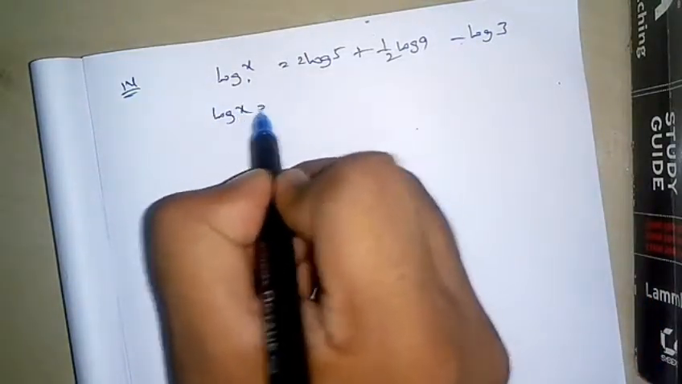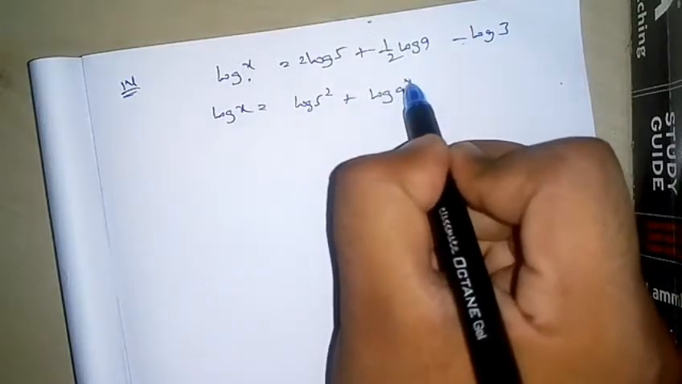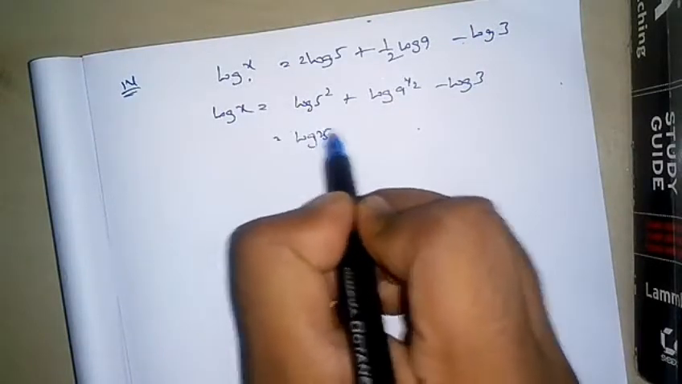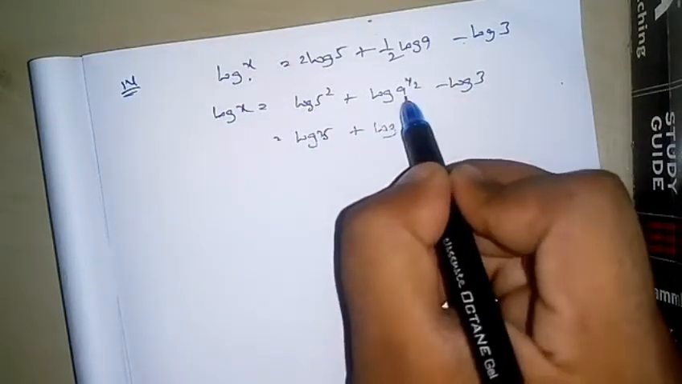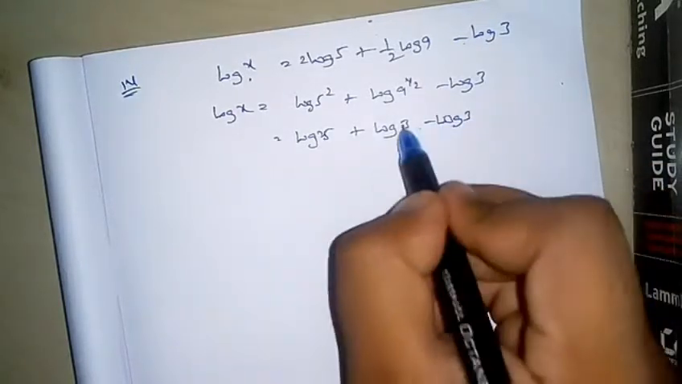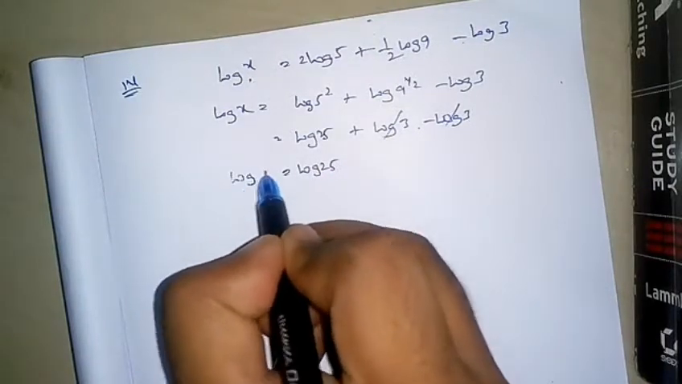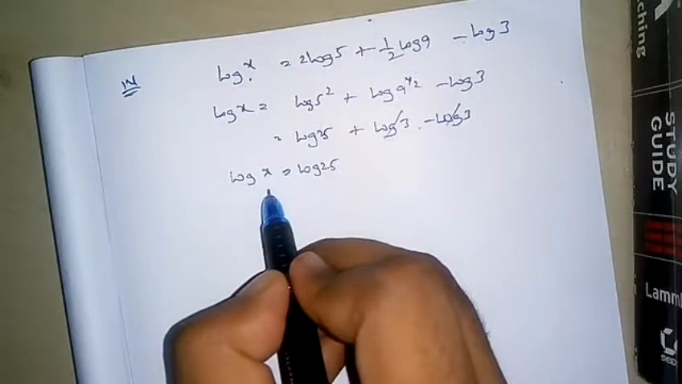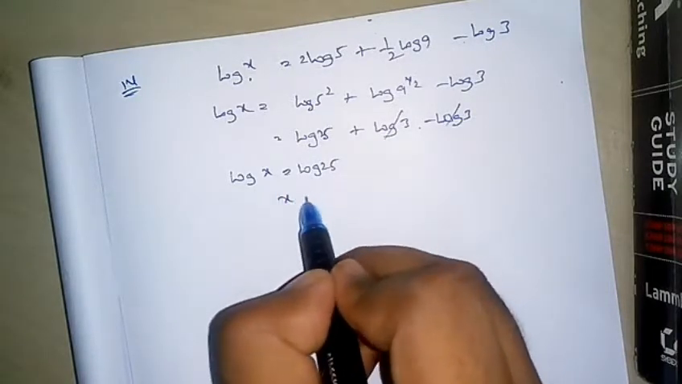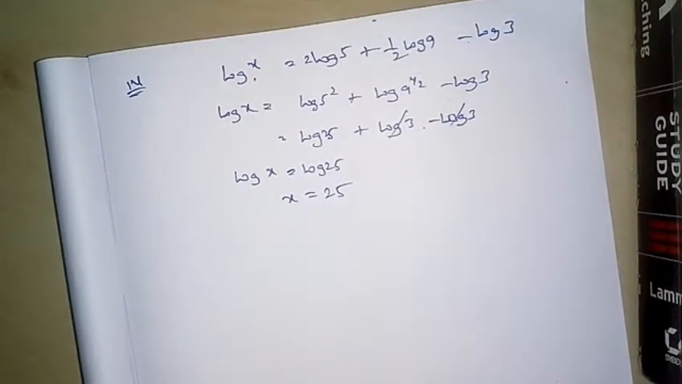So log x is equal to log 5 square plus log 9 power 1 by 2 minus log 3, which is equal to log 25 plus log of root 9, root 9 is 3, so log 3, minus log 3. You can cancel log 3 and log 3, which is equal to log 25. Log x is equal to log 25. Since the bases are equal, these numbers should be equal. x is equal to 25. So you got x equal to 25.